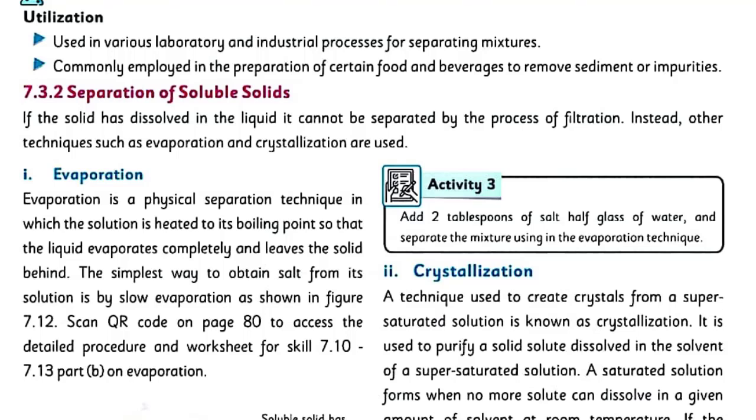1. Evaporation. Evaporation is a physical separation technique in which the solution is heated to its boiling point so that the liquid evaporates completely and leaves the solid behind. The simplest way to obtain salt from its solution is by slow evaporation as shown in Figure 7.12.